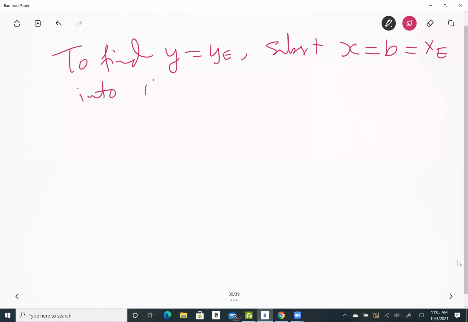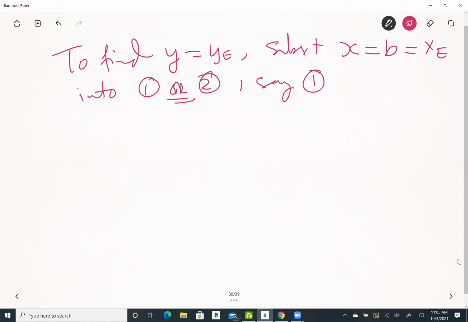Here, you can do it into 1 or you can do it into 2. Doesn't matter. You make your choice. Depending on you, you make up your mind. You will get the same thing. So say we substitute into 1.